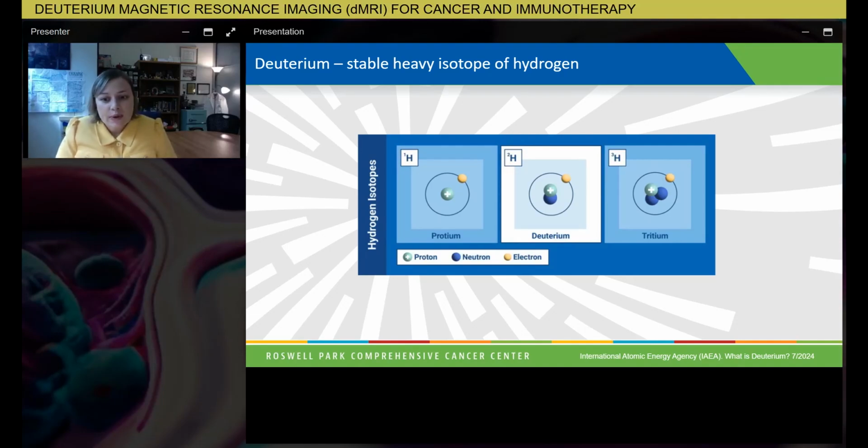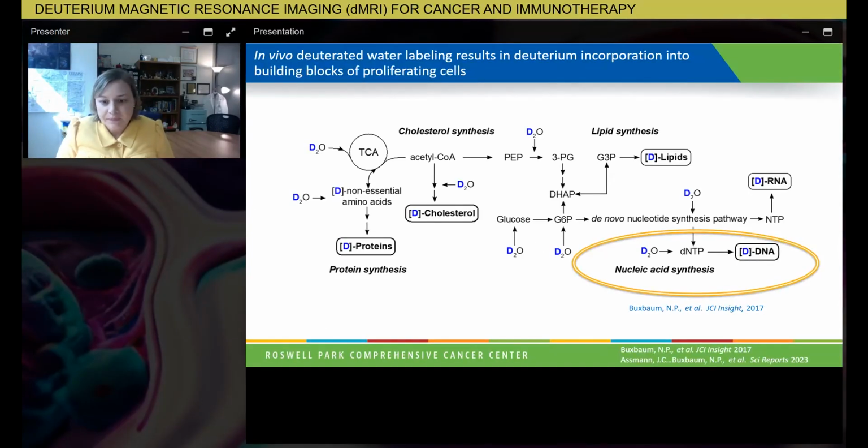But what's interesting about deuterium is that it looks different to the MRI machine. An MRI machine is a magnetic resonance imaging device, similar to NMR, for those of you who are in chemistry, but it's used to image the body using magnetic waves. So why am I interested in using deuterium for MRI? It turns out that in vivo deuterated water labeling, so if you were to drink deuterated water or get it through the IV, results in deuterium incorporation into building blocks of proliferating cells.